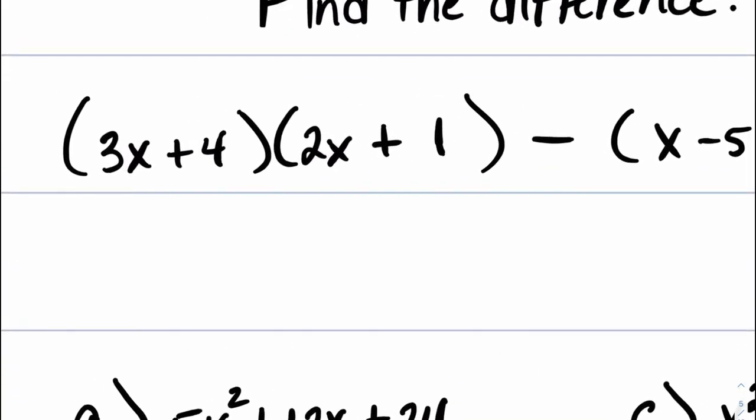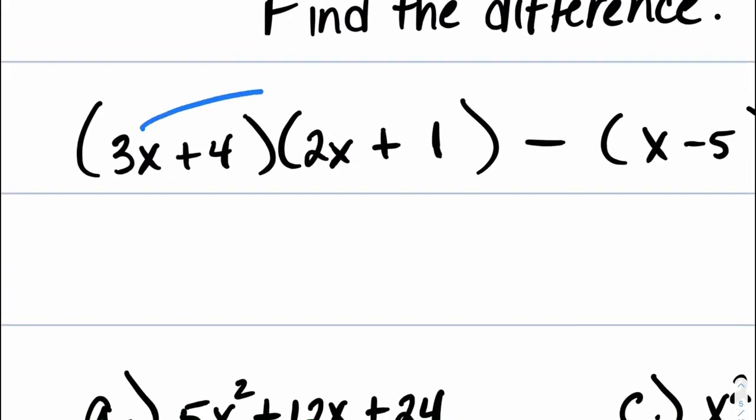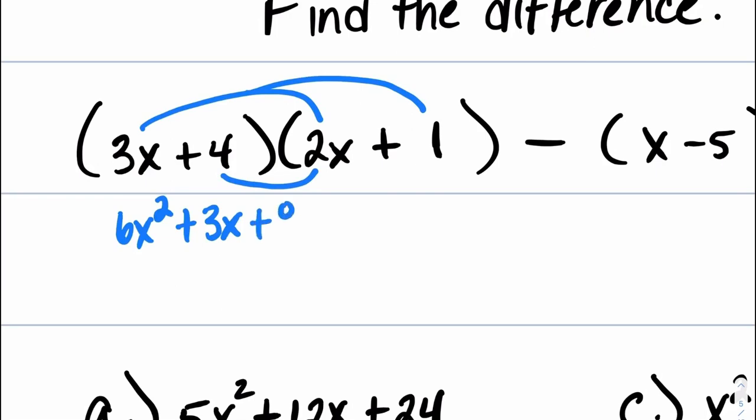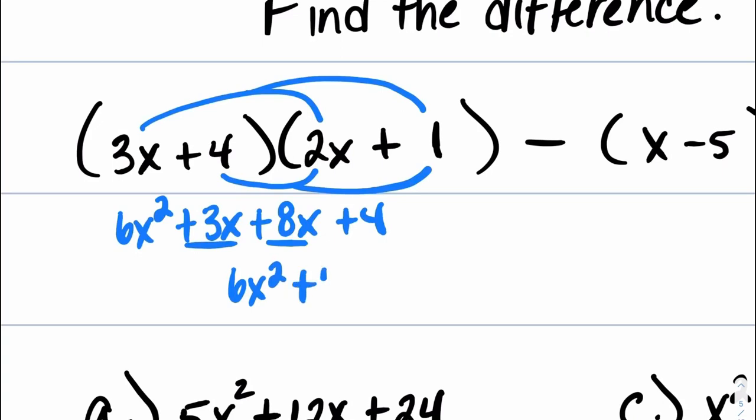On this left one, I'm going to distribute this 3x to the 2x, which would result in 6x squared. 3x times 1 is 3x. 4 times 2x is 8x. 4 times 1 is 4. We'll simplify this by combining the like terms to get a result of 6x squared plus 11x plus 4.